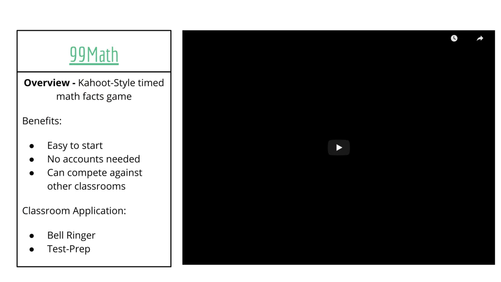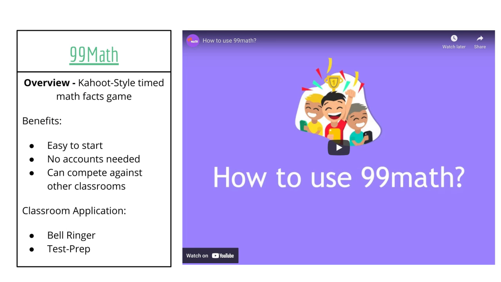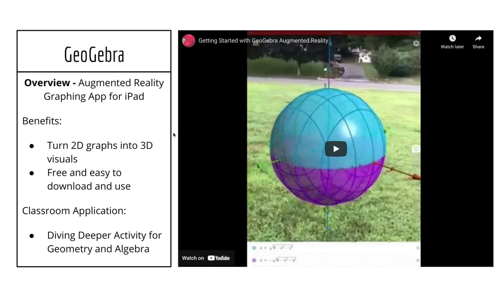So firstly, math tools. Here are two math tools. One of them is called 99 Math. It's a Kahoot-style quiz math facts game. Easy to start with your kids. They don't need to have their own account and it can be really great for a bell ringer or test prep. So go ahead and hit these slides and watch this video to see how 99 Math works.